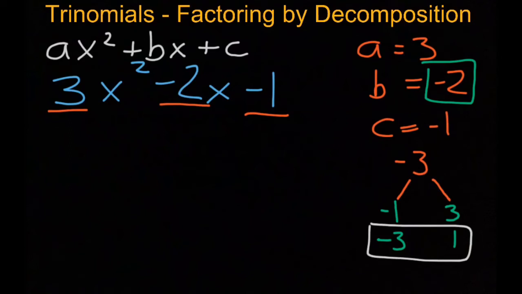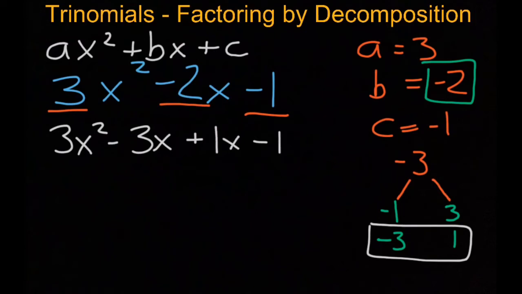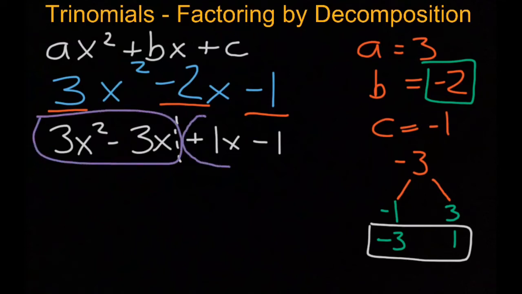So now we can write it out like this: 3x squared minus 3x plus 1x minus 1. So here, we basically do grouping. We have 4 terms, so we can just think of it as 2 parts. We have the first part and the second part.